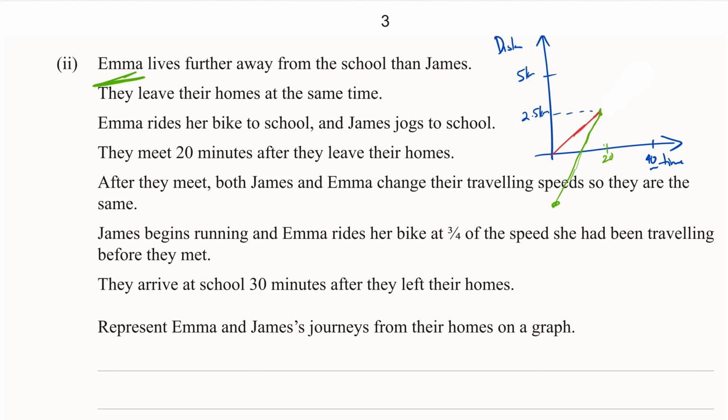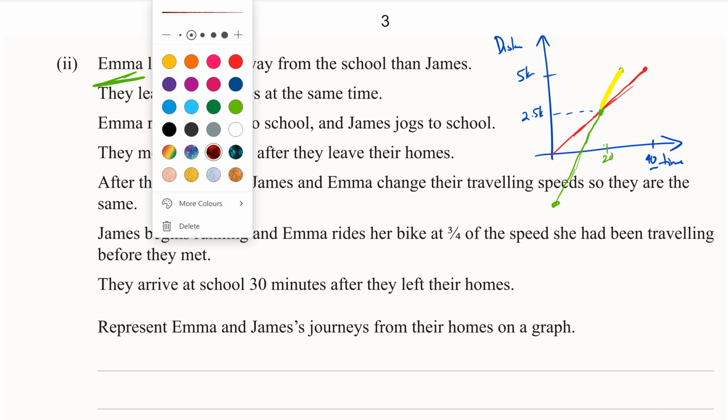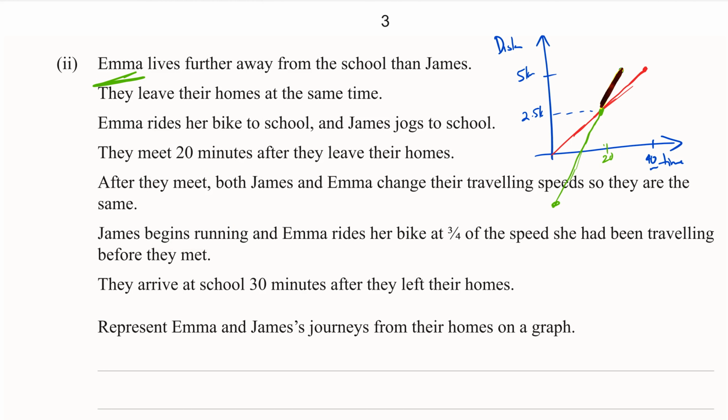So normally James is actually running, and this was the normal situation, right? So let me just show that again. Normally it would have taken them 40 minutes, but because they changed their speed, it's going to take them 30 minutes. Let me see if I can choose a different color. That's not a nice color. Let's see if this one works. So that's that, at 30 minutes they actually reach the school now.